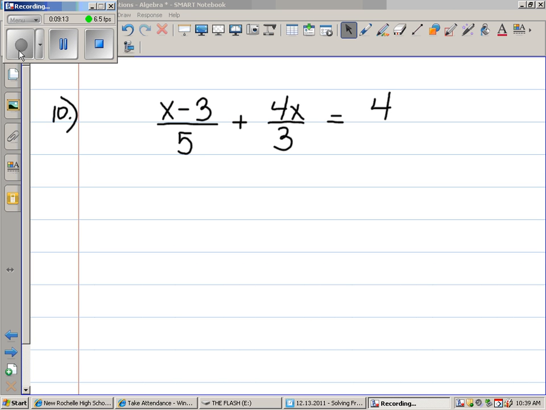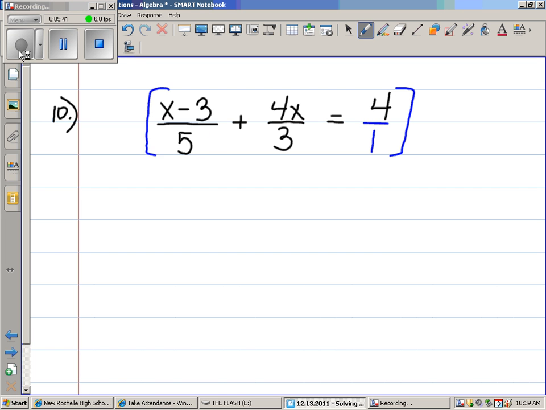So here we go. Here's a fraction. Can you cross multiply, yes or no? You cannot cross multiply. So what are we gonna do? How are we gonna solve it? You can put the 4 over 1. All right. Now, what is the least common multiple? The LCM of all of these numbers. It is 15.